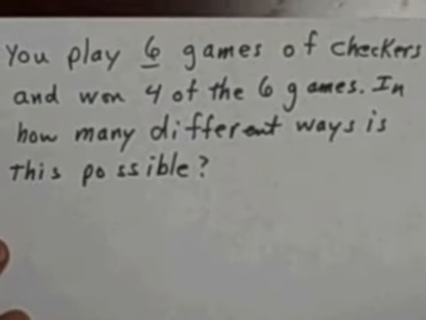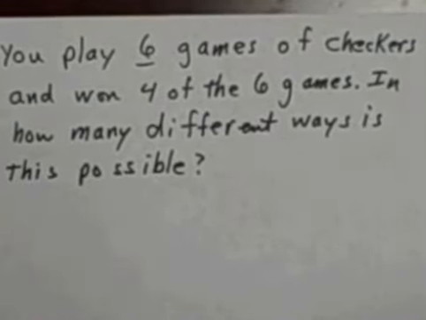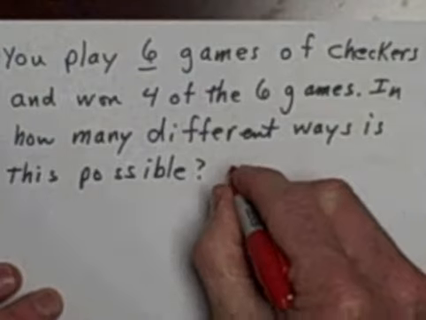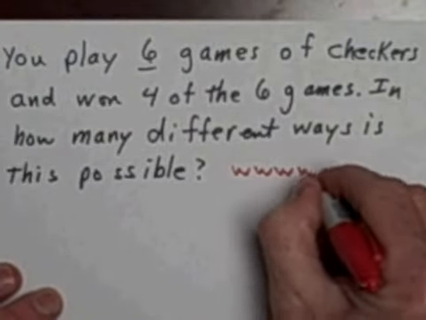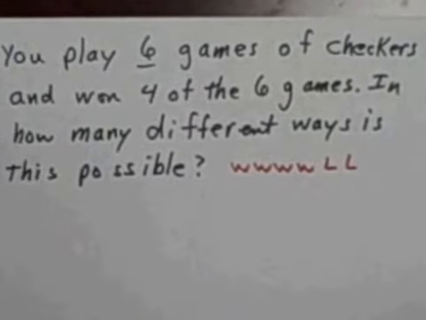Say you're playing checkers with a friend. Okay? You play 6 games of checkers, and you win 4 of those games. Well, how many ways is it possible to win 4 of the 6 games? One way would be to win, win, win, win, and then lose, lose. Let me write that down. We could win, win, win, win, lose, lose.